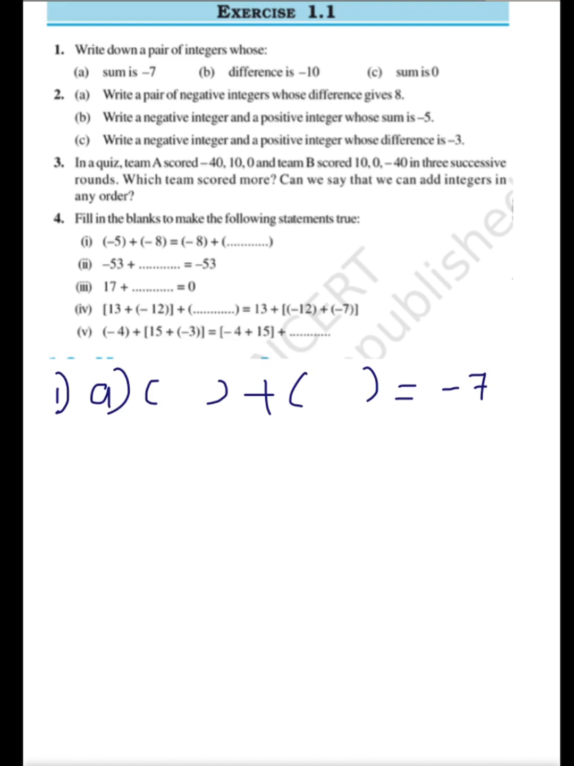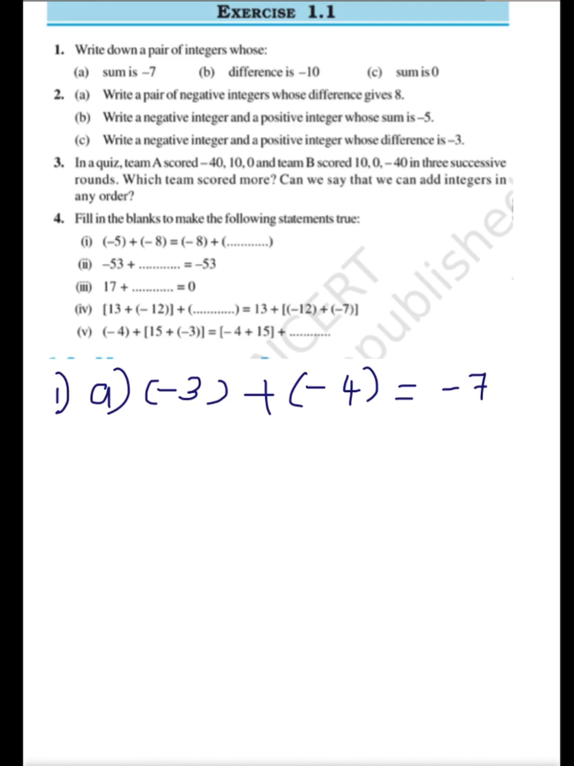Here we can put any integer, we can take any examples. Suppose I am taking the numbers 3 and 4. You know that 3 plus 4 is 7 and in the answer there is minus, so there should be minus for both, only then you will get minus sign in the answer. So minus 3 plus minus 4 equal to minus 7. This is an example. Or you can take any other example.